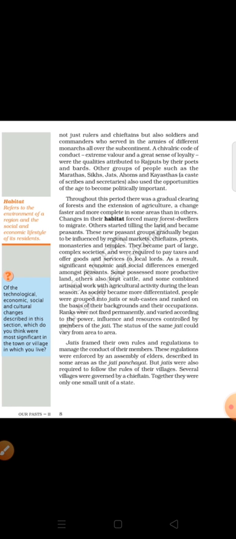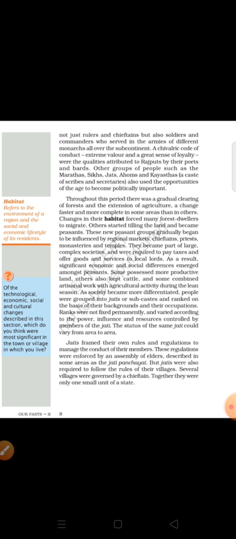Throughout the period there was a gradual clearing of the forests and extension of agriculture, a change faster and more complete in some areas than in others. Changes in their habitat forced many forest dwellers to migrate. Others started tilling the land and became peasants. These new peasant groups gradually began to be influenced by the regional market, chieftains, priests, monasteries, and temples.